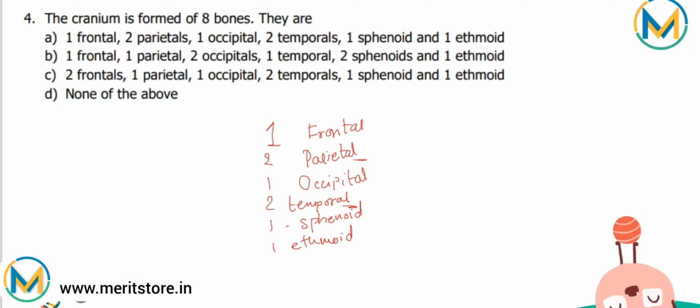So now these things you are supposed to look for in the options, that one frontal. So we have option B and option A both having one frontal. Now we have to look further. That's two parietal. So option A, one frontal, two parietal, one occipital, two temporals, one sphenoid, and one ethmoid. So option A is the correct one. Looking towards the last question.